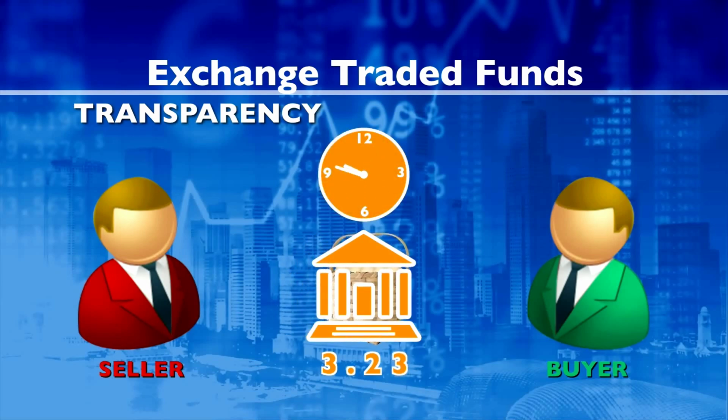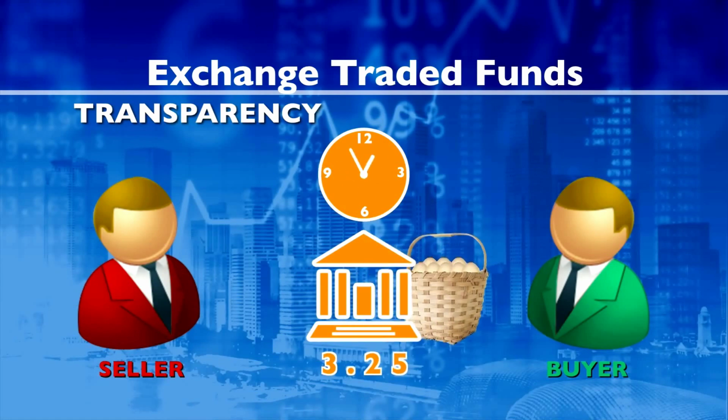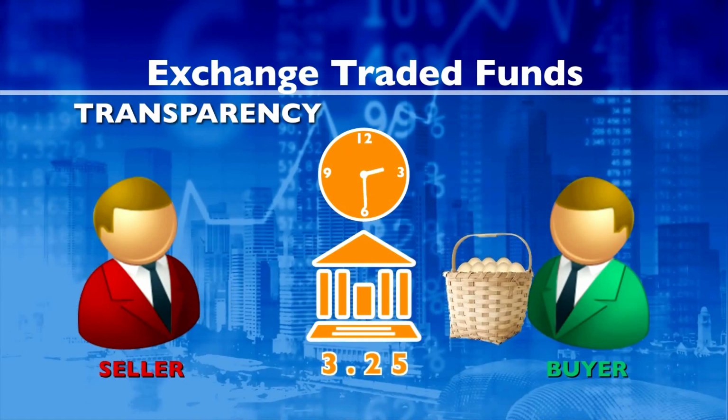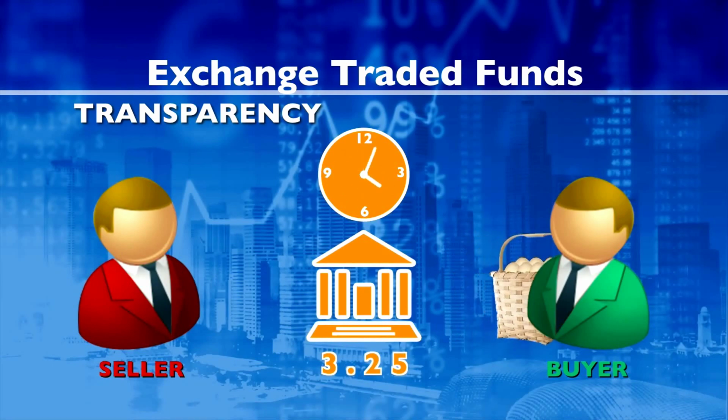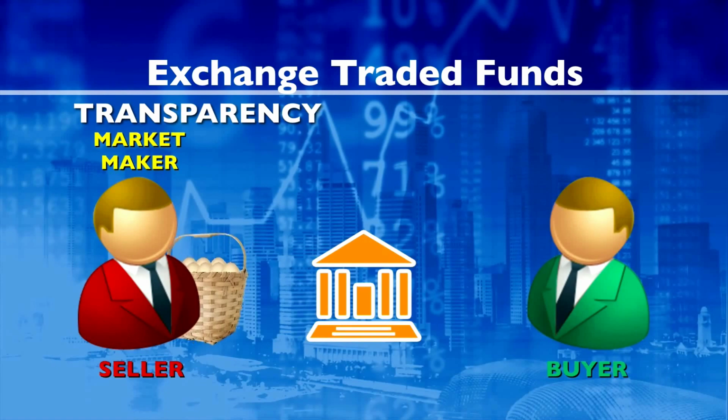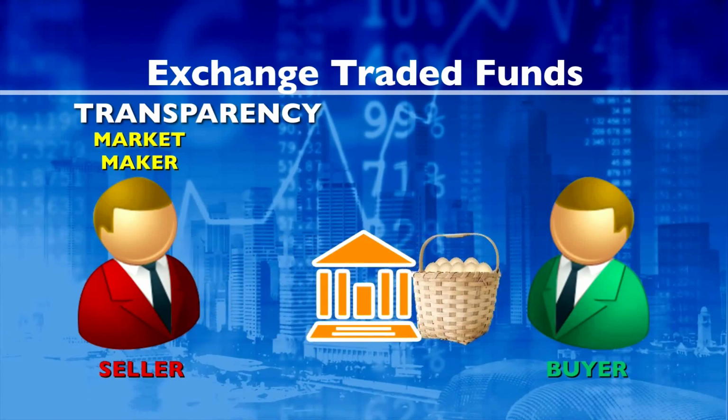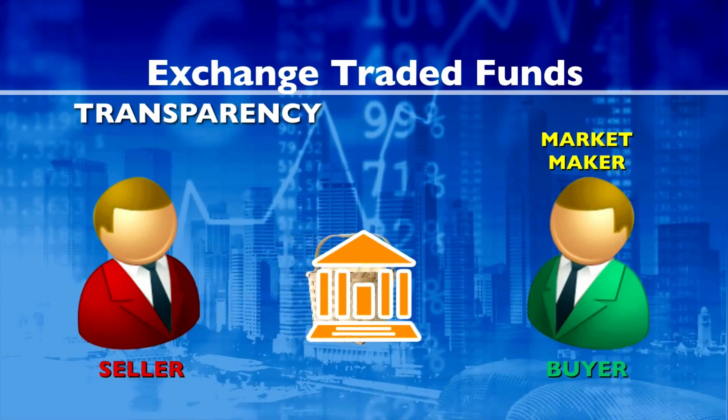You don't get this level of transparency with unit trusts, where you only find out the price at the end of the day. Also, you can buy and sell ETFs during market hours through your stockbroker. You don't have to fill in any forms or wait until the end of the day. Market makers ensure there is always someone to sell you units in the ETF when you want to buy them, and to buy your units when you want to sell them.